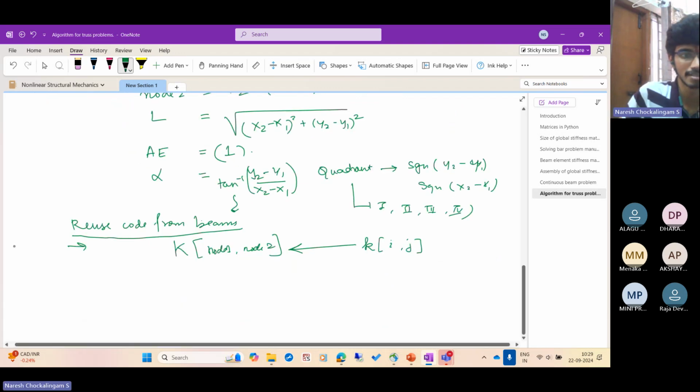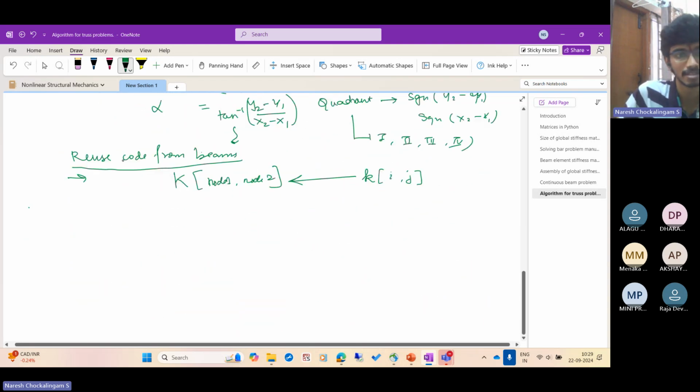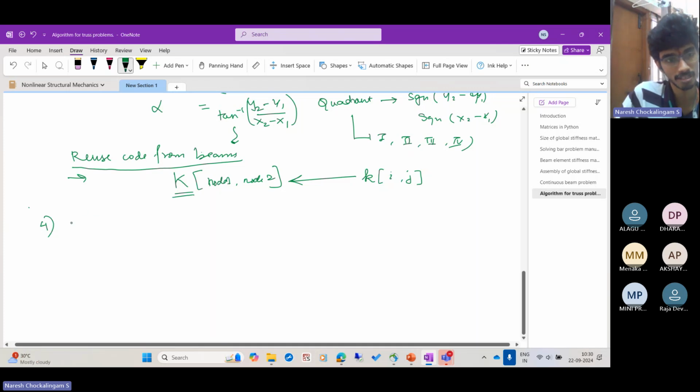And then what do we do? Third step, or fourth step, what do we do after assembling the full stiffness matrix? Finding the displacements? No, something is missing before that. Will this be solvable? It will have rigid body modes, right? So I have to enforce boundary conditions.